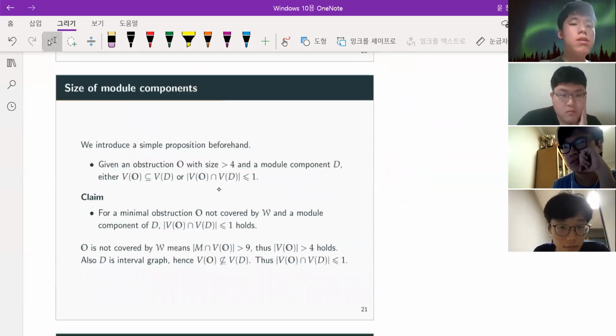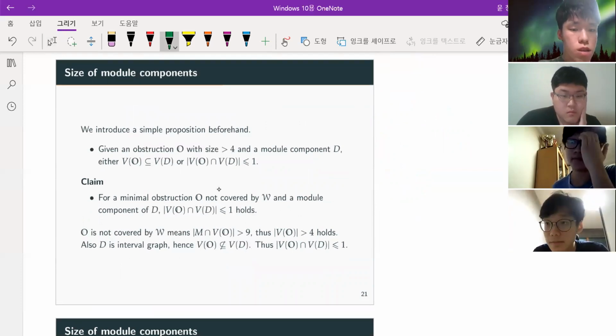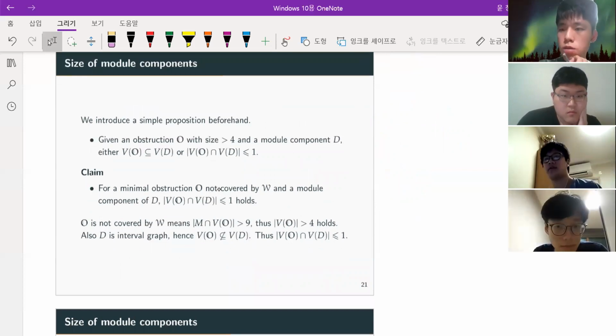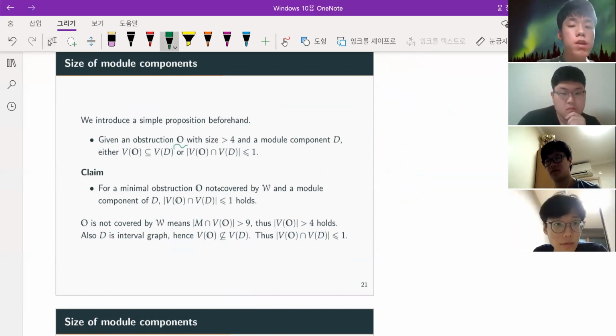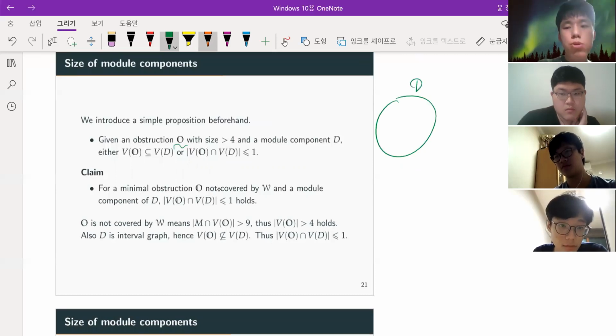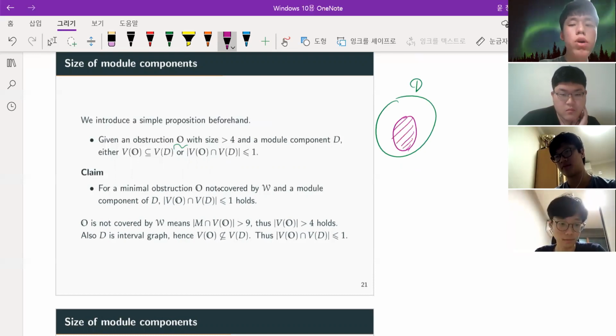So it was one of the easy parts. And we introduce a simple proposition to bound the size of module components. Given an obstruction O with size greater than 4 and a module component D, then the obstruction is totally included in D or intersects with at most 1 vertex.